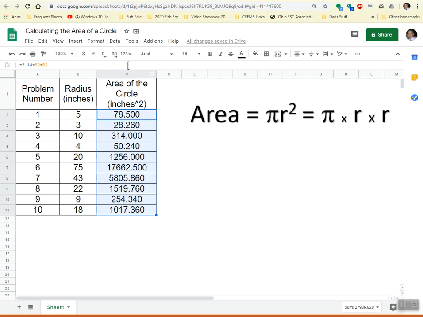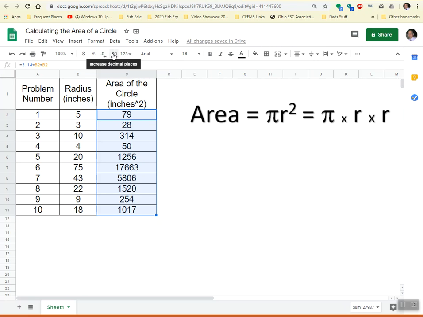See how I've got 3 decimals. I really don't need 3 decimals. I'm going to use these here. We've got a decrease decimal places and an increase decimal button, but I'm going to decrease. So every time I click it, it reduces the number of decimals. I'll reduce it down to 1. I want 1 decimal. Or I could even go to no decimals, and it'll do the rounding for me.